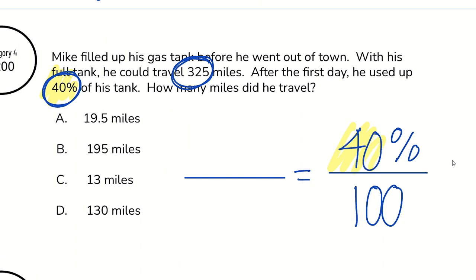Okay, now the hard part is figuring out what's my part and what's my whole. So we've got the number 325. With this full tank, he could travel 325 miles. I'm thinking with a full tank, that means the whole thing. I think so too. So I'm going to put this for whole. I agree.